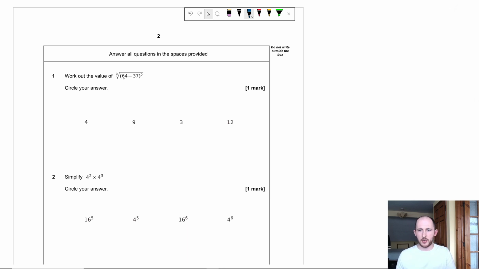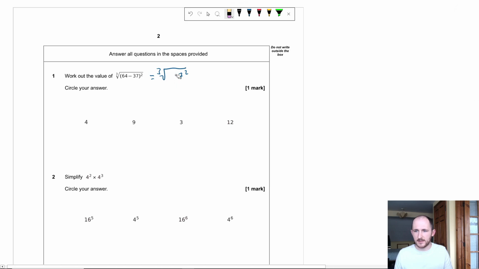So work out the value of the cube root of 64 minus 37 squared. So all you have to do here is work it out piece by piece. So cube root, and we have 64 minus 37. So what would that be? That should be 27 squared. That should be a 2, my bad.